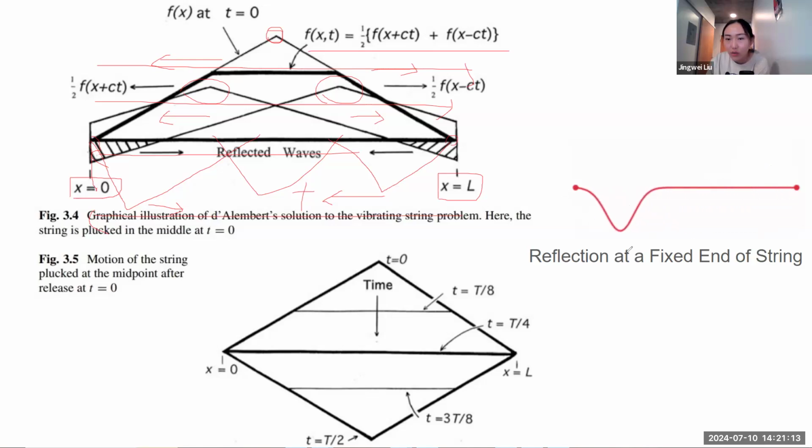And like this image, it will be reflected all the time until, okay, so in a natural system, there will be natural damping. So the movement will stop at some point. But in this ideal condition, right, the string will move like this forever.